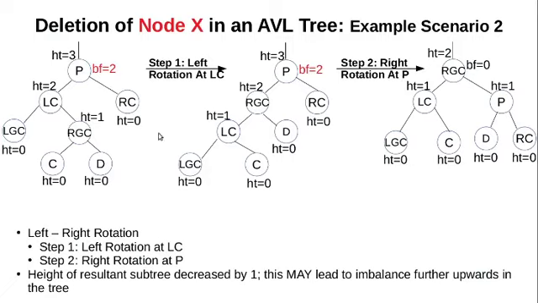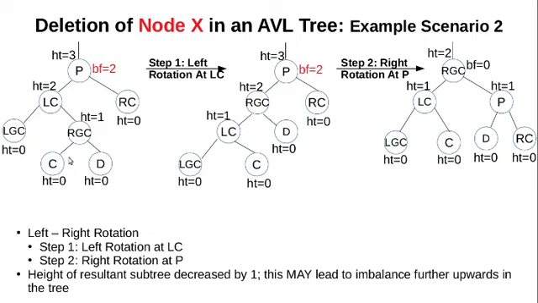Let's discuss the step 1, that is the left rotation at LC. As mentioned on the slide, RGC moves upwards and LC becomes its left child. Note that this rearrangement does not violate the binary search tree property, as the value of LC is less than the value of RGC. Now we need to adjust or shift the left subtree of RGC.